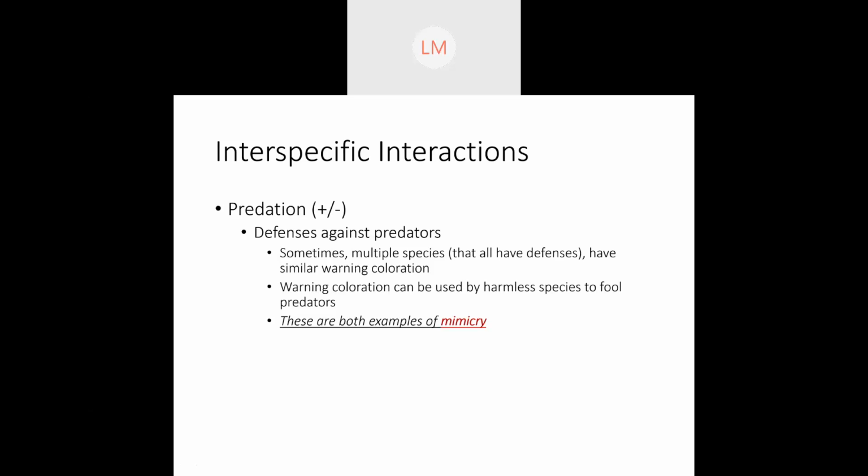It just makes birds think it tastes bad so it can avoid getting eaten. Either of these strategies are both examples of what's called mimicry, where you are mimicking another species in order to communicate to the predator that you should not be eaten. Whether that's all of you have defenses and look the same, or you might not have any defenses and you just look like somebody that does. Those are both examples of mimicry.